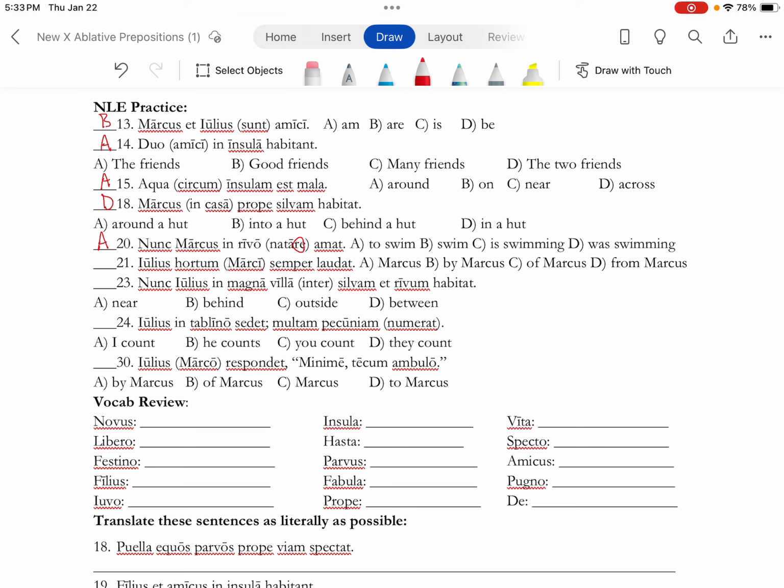Marky, we've got a T here, he, she, or it, so that can't be nominative plural, so it's got to be genitive singular. So C. Inter means between. Numerat, the T there is a he, she, or it, so B, he counts. Marco, okay, so responded is one of those words that trigger the dative. So Julius responds D to Marcus.